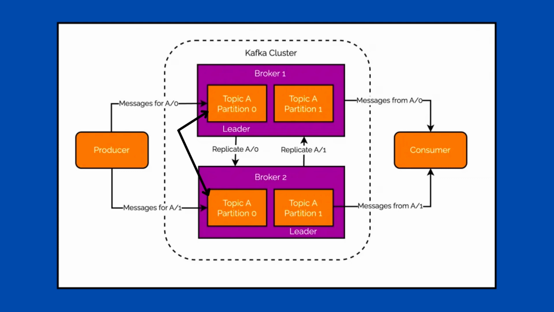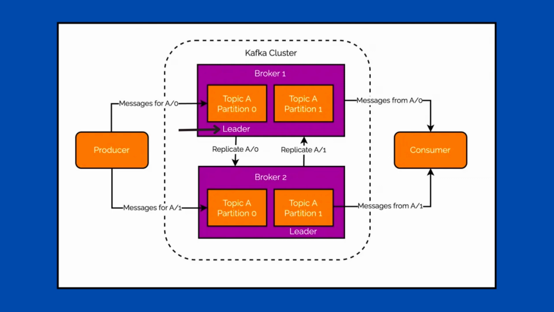When a partition is replicated across multiple brokers, one of the brokers acts as the leader for the partition. The other brokers are followers. So in this case, broker 1 is the leader of partition 0 and broker 2 is the follower. The messages received by the leader are also copied over to the followers to achieve replication.